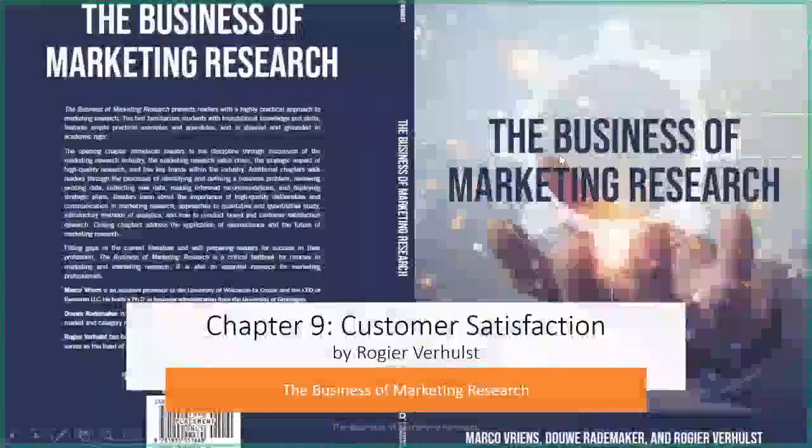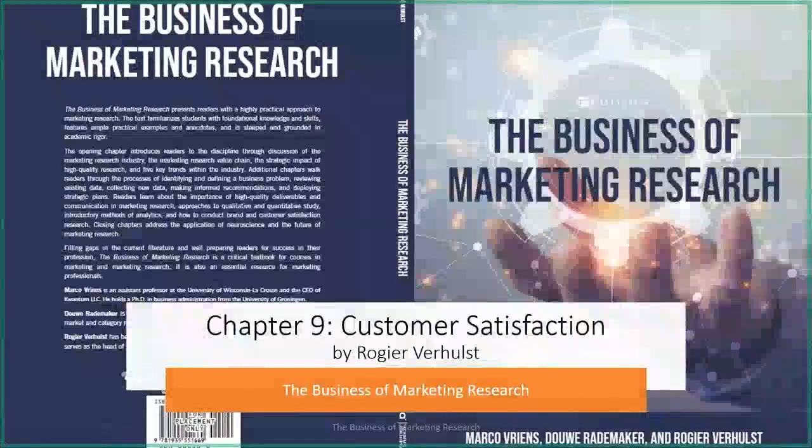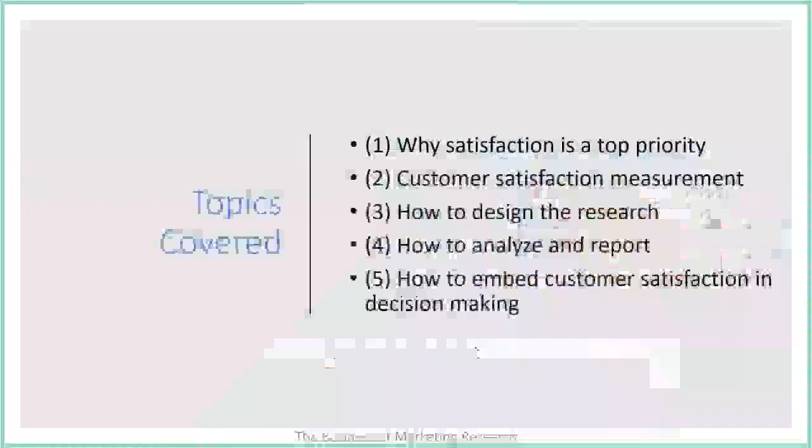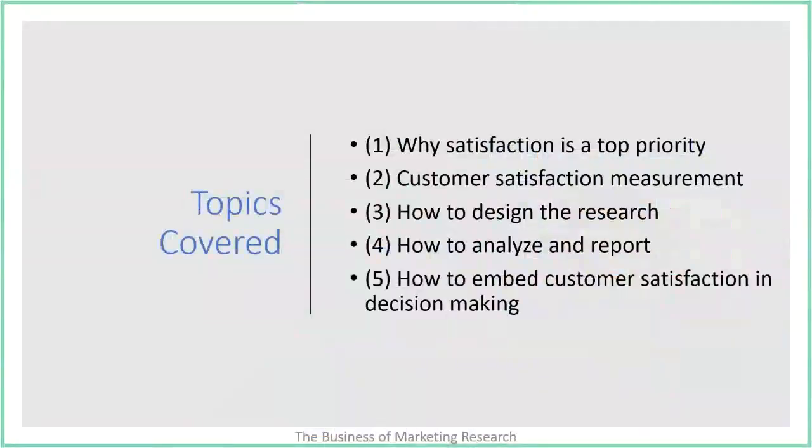We're talking today about Chapter 9, which is all about customer satisfaction. Customer satisfaction is a broad topic, but roughly speaking, it covers 5 big topics. One is we'll talk about why satisfaction is such a top priority for many companies. Oftentimes, it's the biggest line item in terms of spend for a market research group, and it's really big business. The market is really growing, and we'll talk a little bit about why it's such a priority.